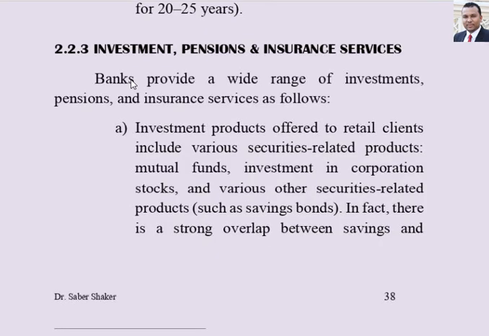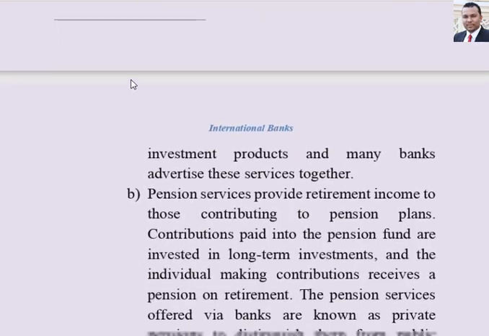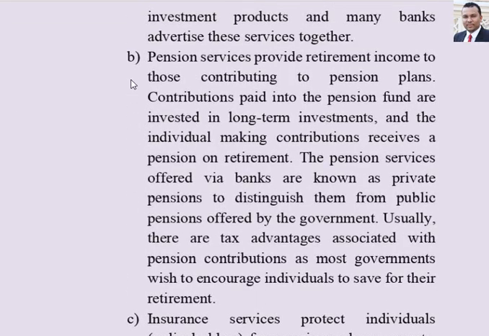The next section will talk about some services like investment, pension, and insurance services. The investment products offered to retail clients, in this case, we talk about investments like bonds, shares, mutual funds, and stocks. For example, saving bonds. The bank provides investment products to clients, and this is a relationship between saving and investment products to attract new customers, to target a new sector.